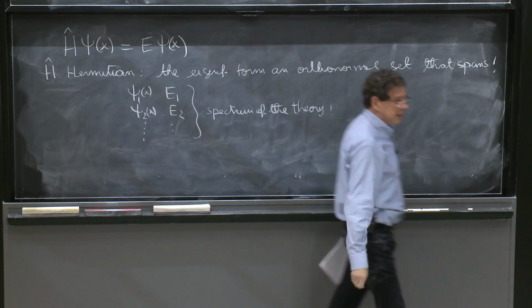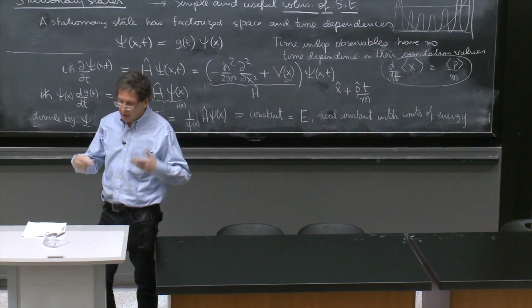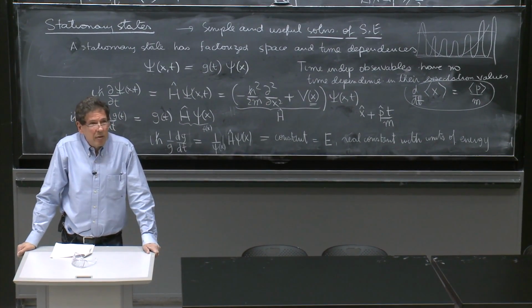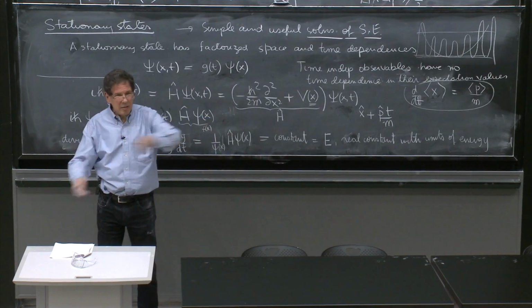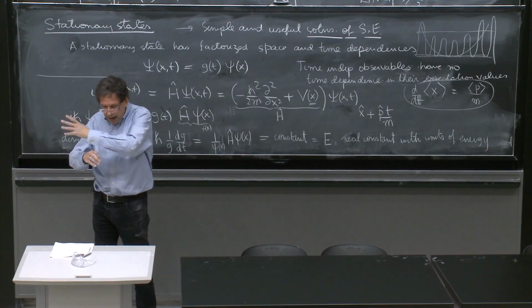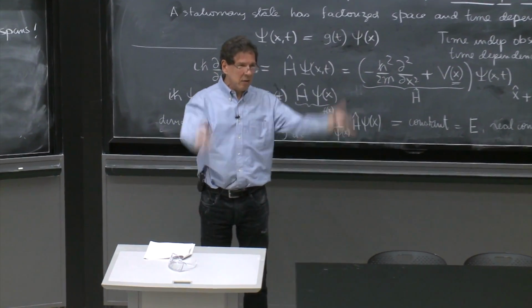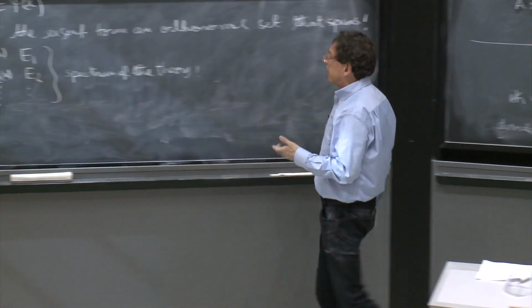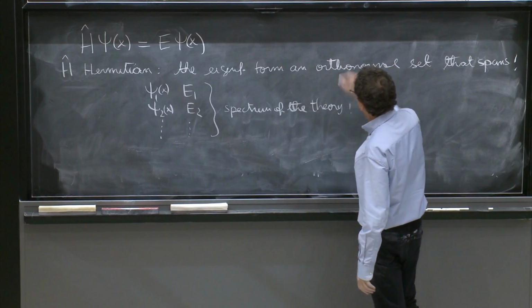Energy eigenstates are considered the gold standard. Solving a theory means finding the energy eigenstates. Because if you find the energy eigenstates, you can write any wave function as a superposition of energy eigenstates and then just let them evolve.